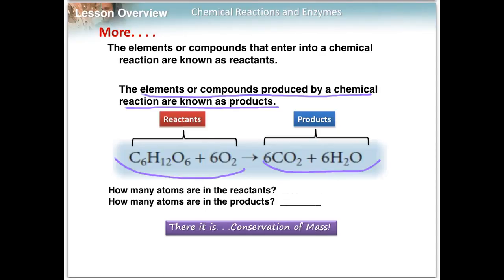Let's look at this equation in terms of conservation of mass. How many atoms are present in the reactants? And so what you would do is come to the equation and you would add up all of the atoms that are present in the glucose. And then you're going to add to that the number of atoms that are present in the oxygen. Now you may not know this, but the 6 in front of the O2 means that you're going to multiply that. So altogether that means that we have 36 atoms present in the reactants.